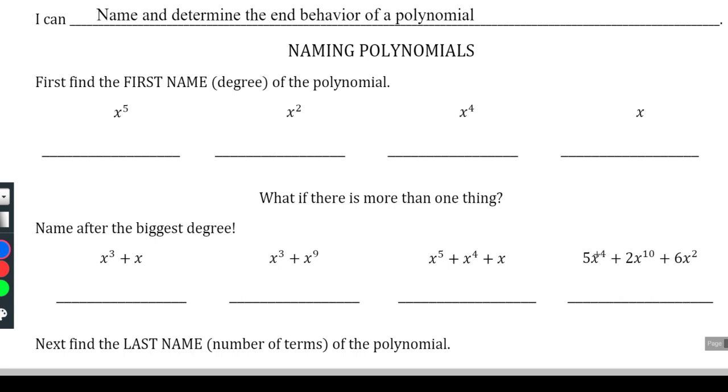Polynomials have two names. It's got its first and its last name. First off is the degree of the polynomial. And the way we find this is just by looking at the exponent. So this would be a fifth degree polynomial. And this one would be a second degree polynomial. And a fourth degree.